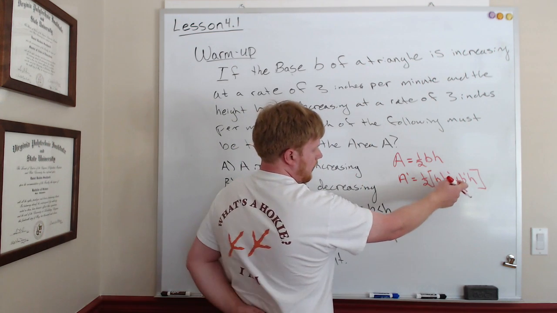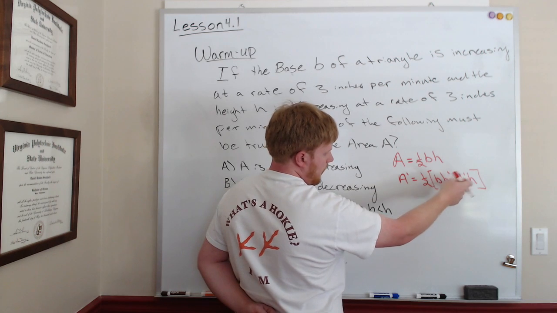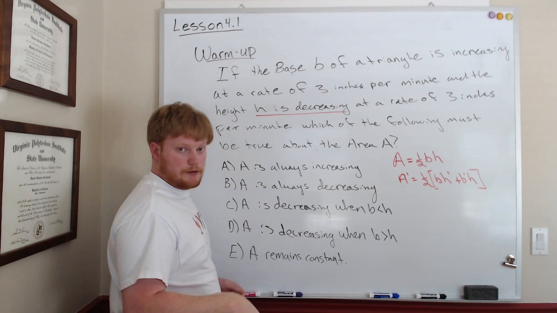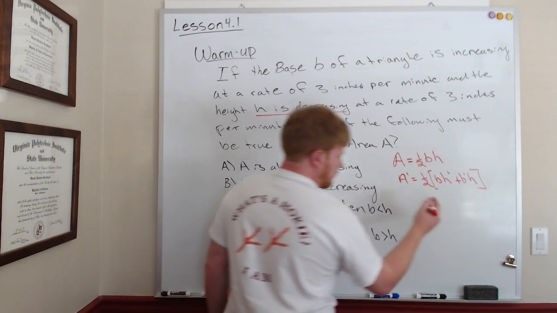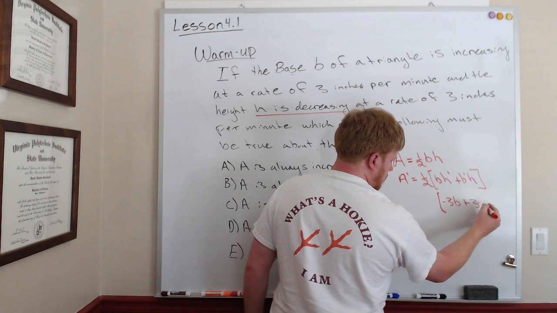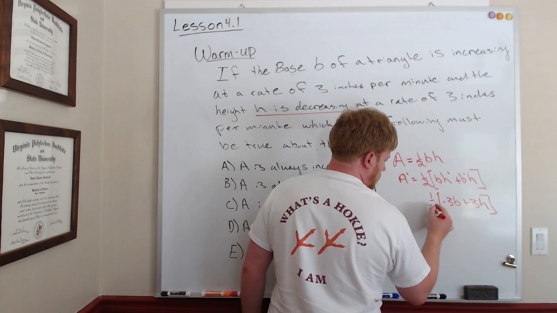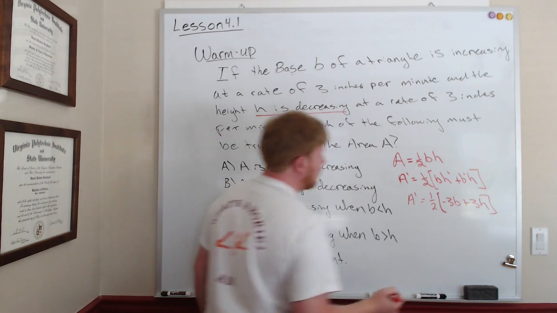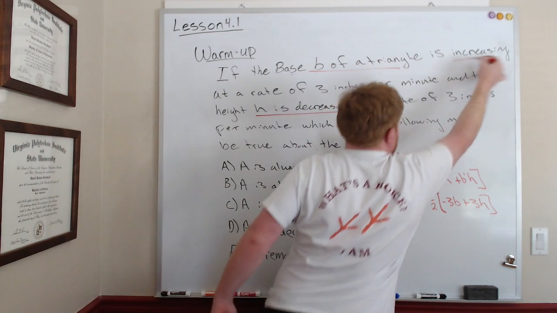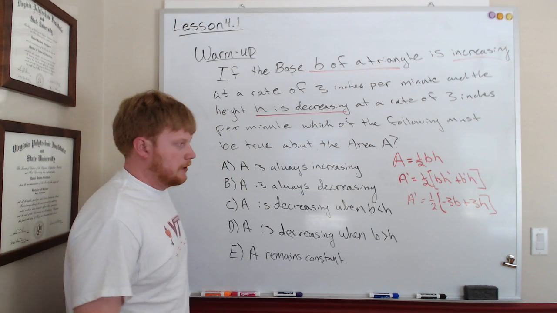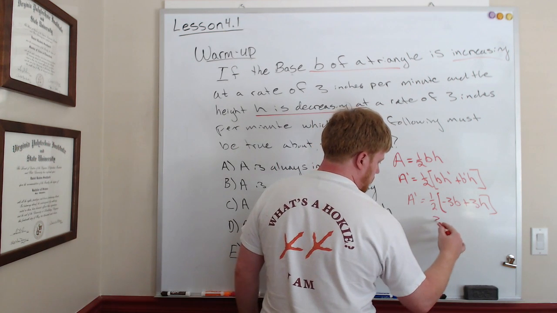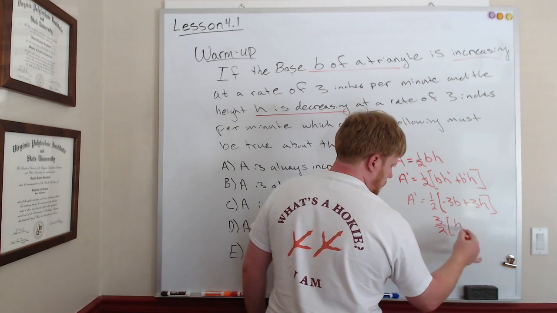Okay. Now, H prime is decreasing at a rate of 3 inches. So H prime is -3. And B prime is +3. Okay. So what I'll do is pull out a 3 and move things around.